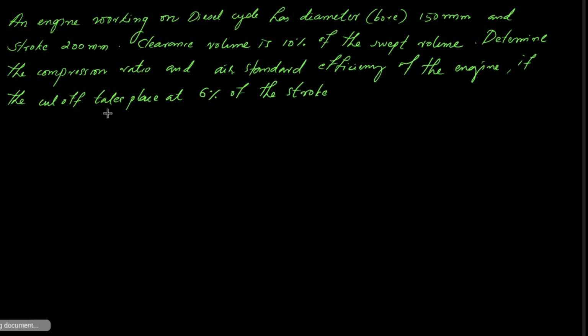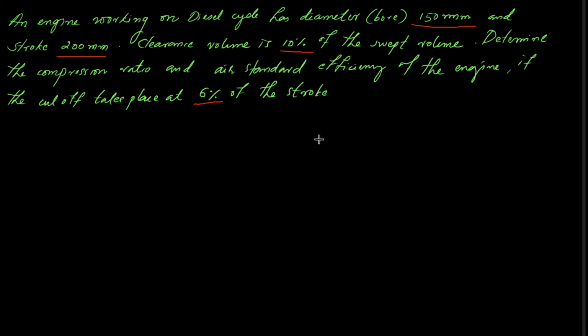So this is again a problem from diesel cycle. An engine working on diesel cycle has a diameter, that is bore, equal to 150 mm and the stroke is 200 mm. Clearance volume is 10% of the swept volume. Determine the compression ratio and air standard efficiency of the engine if the cutoff takes place at 6% of the stroke.